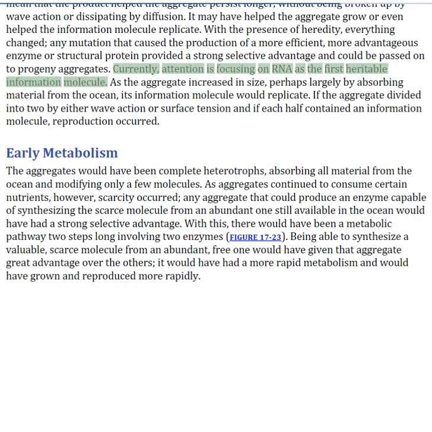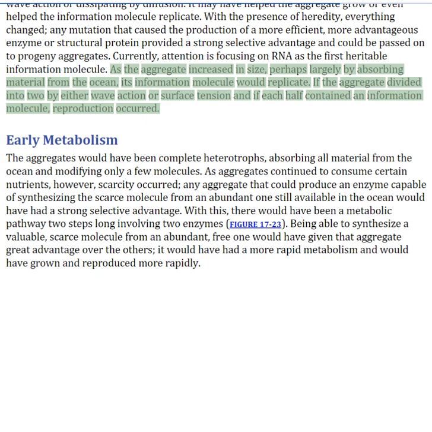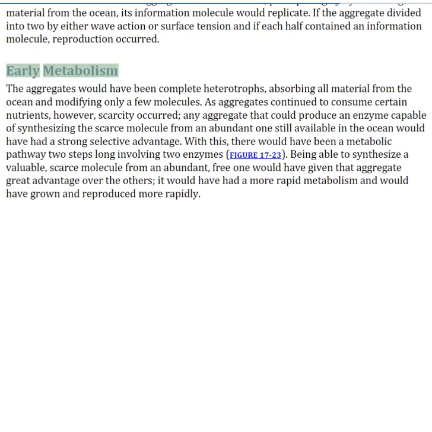Currently, attention is focusing on RNA as the first heritable information molecule. As the aggregate increased in size, perhaps largely by absorbing material from the ocean, its information molecule would replicate. If the aggregate divided into two by either wave action or surface tension, and if each half contained an information molecule, reproduction occurred.